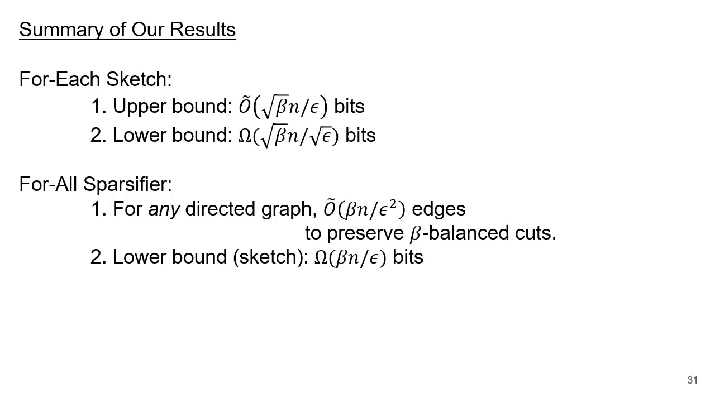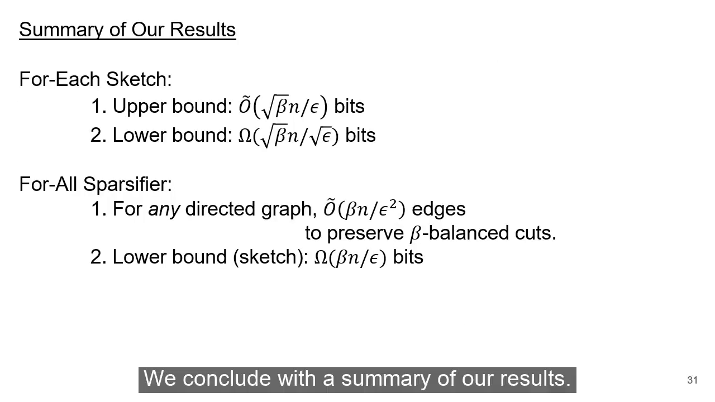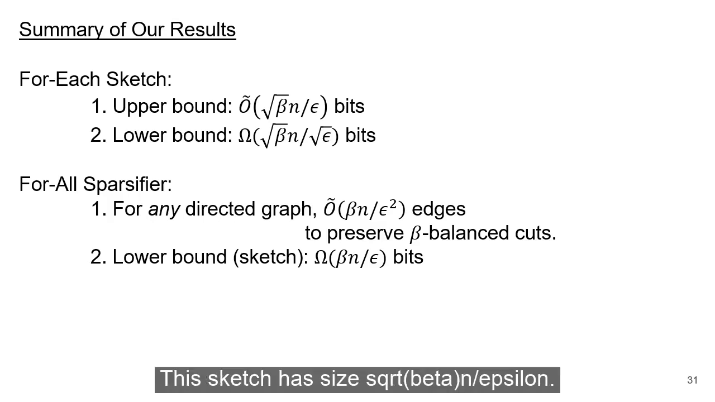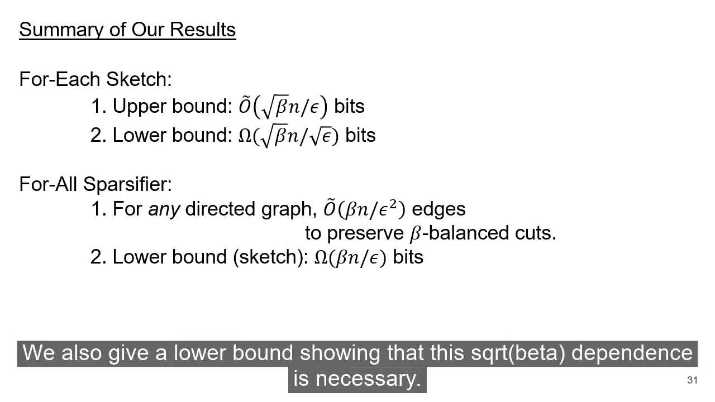So we conclude with a summary of our results. For for-each sketches, we give an algorithm that produces a sketch that preserves each cut with high probability, and this sketch has size square root beta n over epsilon. And then we also give a lower bound showing that this square root beta dependence is necessary.